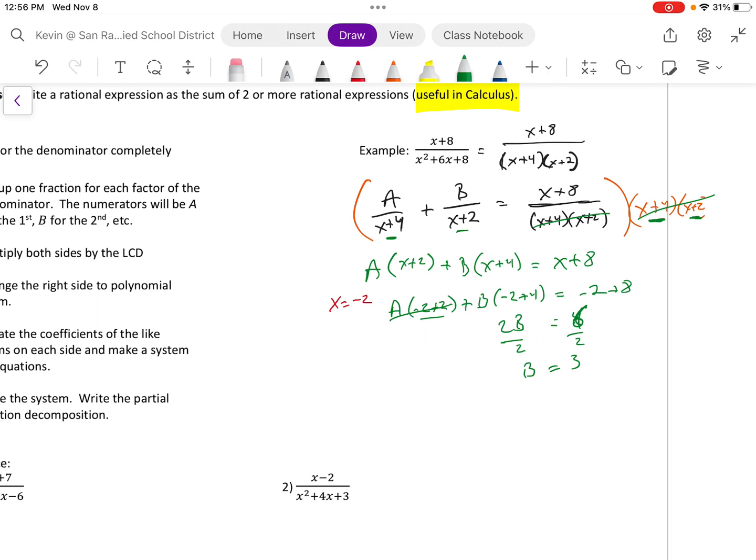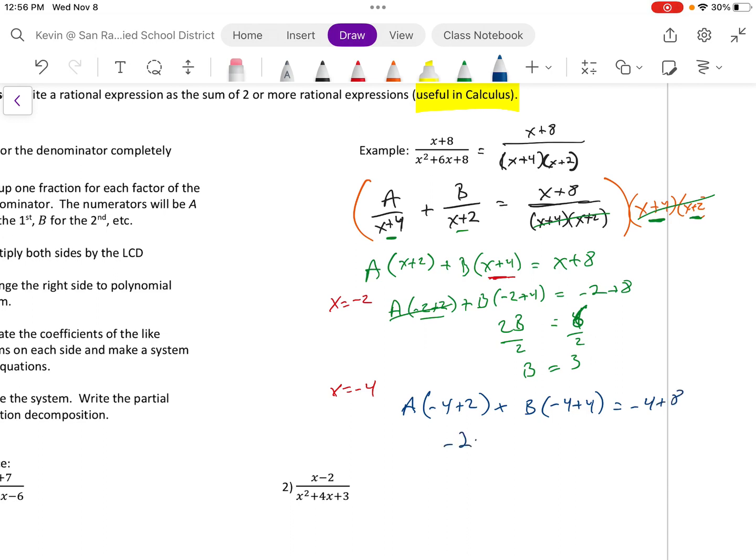All right, now I need to find a. So now I'm going to come back up here and ask, what if x equals -4, because that's what's going to make this 0. So again, we'll do some blue. I go a times (-4 plus 2) plus b times (-4 plus 4) equals -4 plus 8.